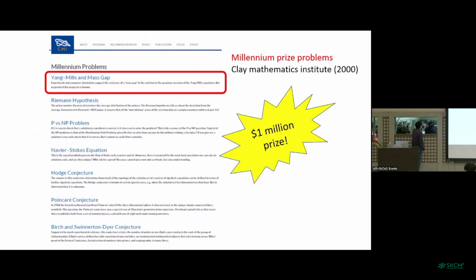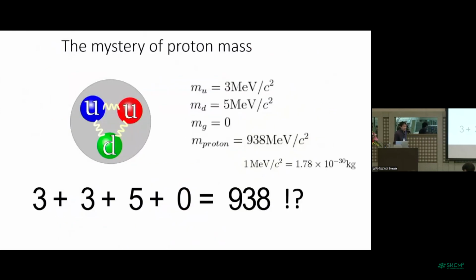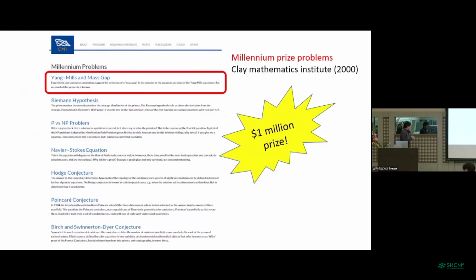It is called Yang-Mills and mass gap, and this is roughly equivalent to making sense of these crazy equations. That's a very difficult mathematical problem. So this is not just a problem of physics, but also an interesting problem of mathematics.